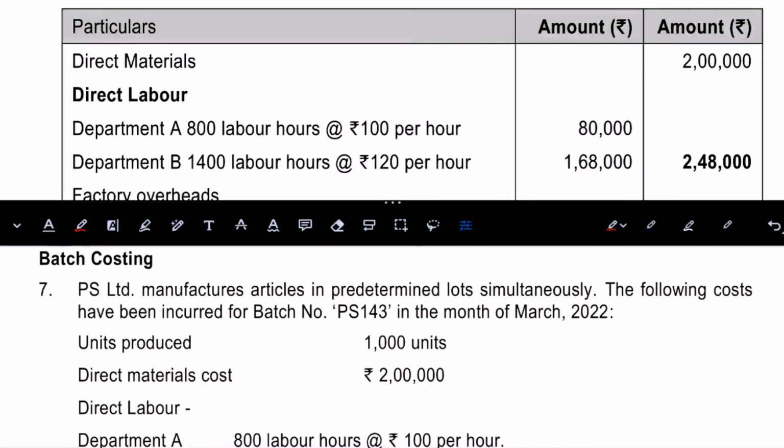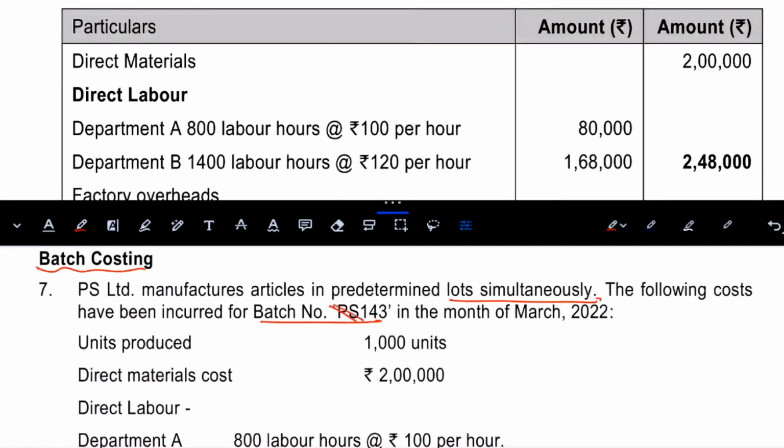Okay, so this question is based on batch costing. Let us understand about this batch costing where production is done in batches. That is what we say batch costing करके. Let's have a look. यहाँ पे if you see, PS Limited manufactures article in predetermined lots simultaneously. So there is one lot in which we produce. That is why it is known as batch costing.